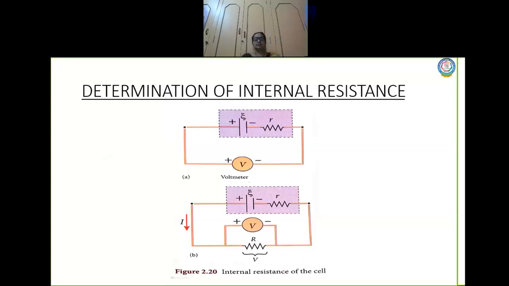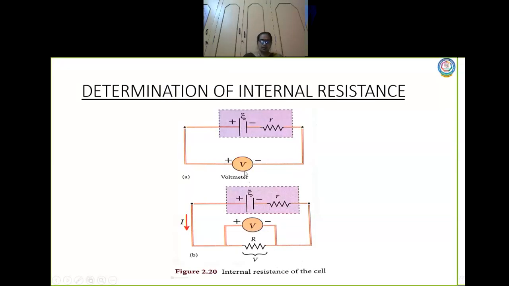To start with, there are two diagrams on your screen, children. The first diagram is a simple cell, whose EMF is psi. This is the EMF of the cell, and this is the resistance which is called the internal resistance, covered with a dotted line. This is connected parallel to a voltmeter. A voltmeter always measures potential difference, or voltage, so the potential difference can be measured by the voltmeter connected in parallel.